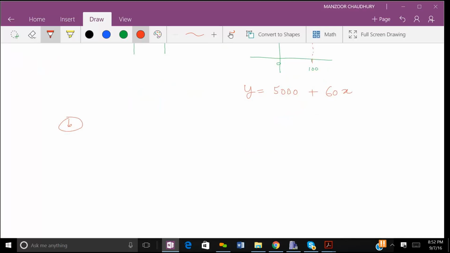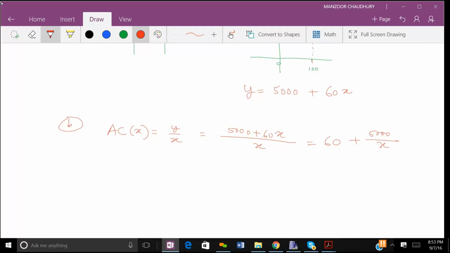It should be, why is this 5,000? That equals to 60 plus 5,000 over x, okay? That should be the cost function, average cost function, okay?